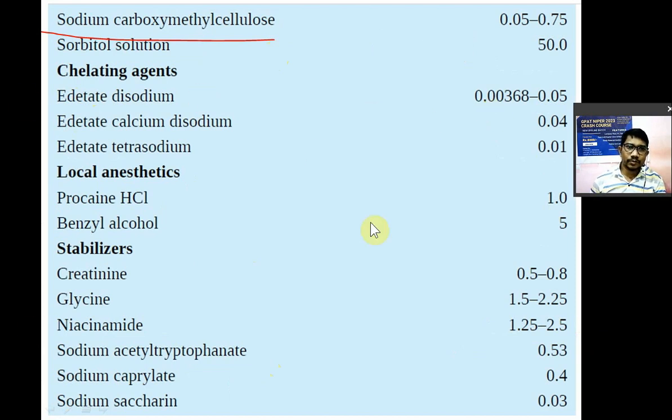Chelating agents: what is the role of a chelating agent? To scavenge the metal ions. So sodium edetate is used, calcium disodium edetate, tetrasodium edetate.